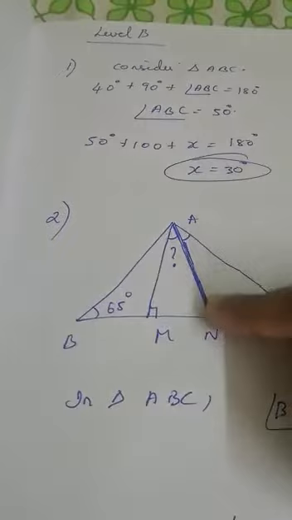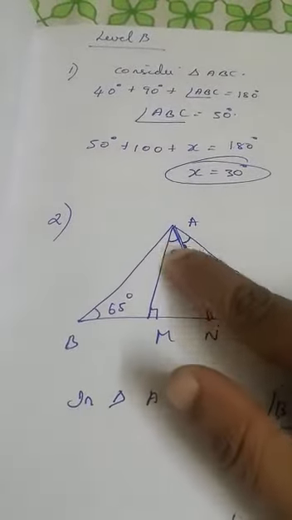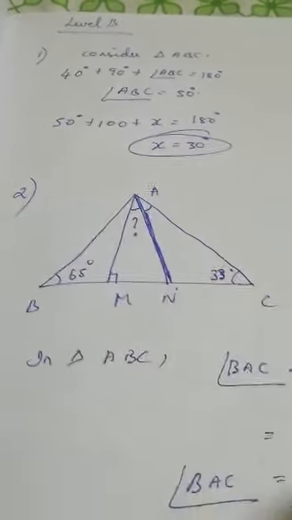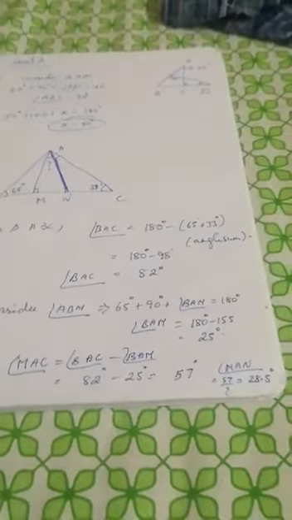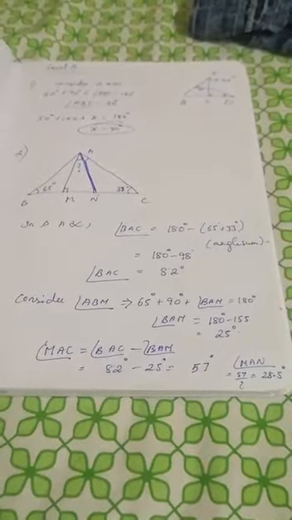But this AN is given as bisector. So the 57 is divided by 2. Therefore MAN is 28.5 degrees. See, I am focusing on the solution.